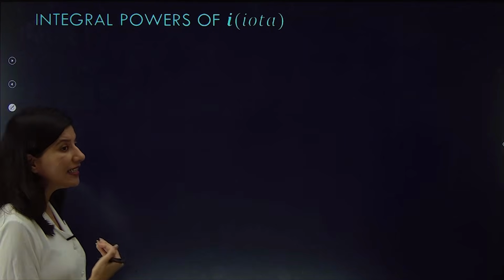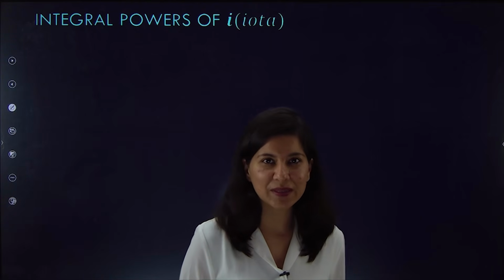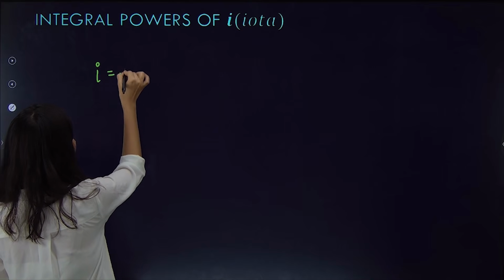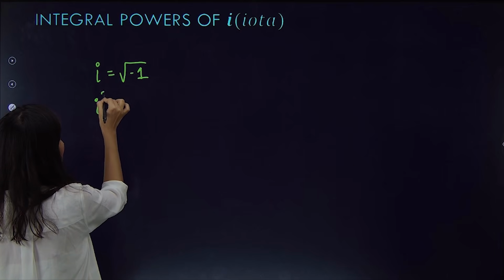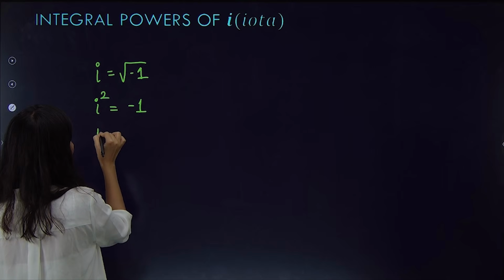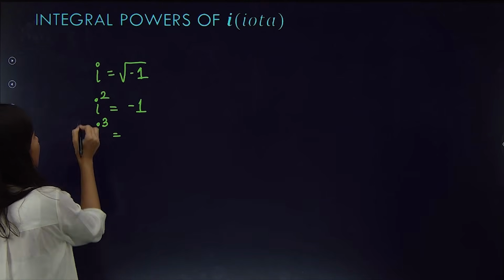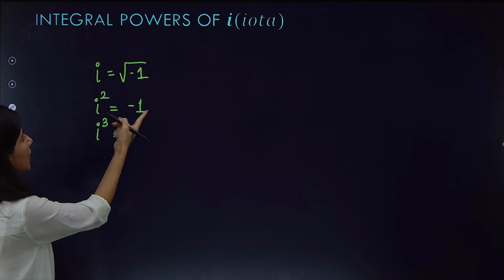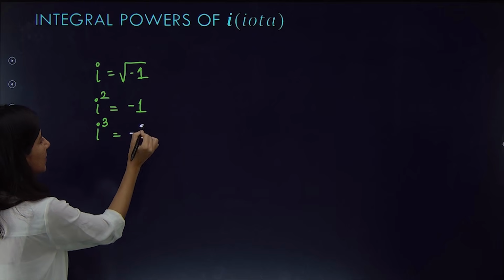Now, integral powers of iota. This is the favorite thing of NT, or you can call it JEE Main. So you know that iota is root minus 1. What about iota square? If you square on both the sides, iota square will become minus 1. Iota cube: you are multiplying iota both the sides in the second equation. So iota cube is equal to minus iota, my dear students.